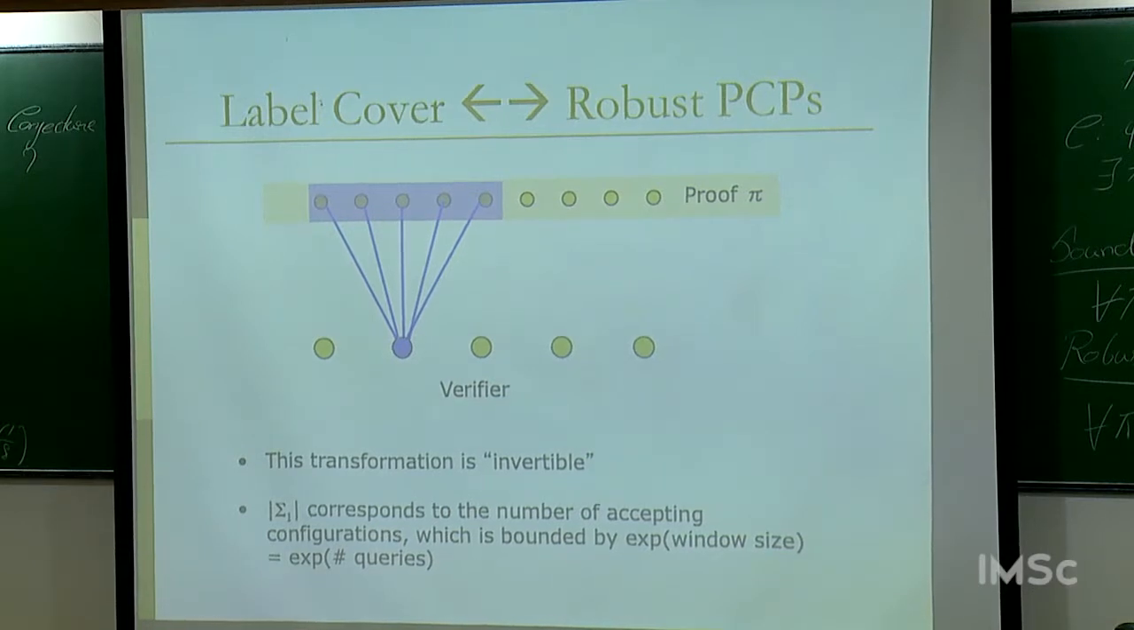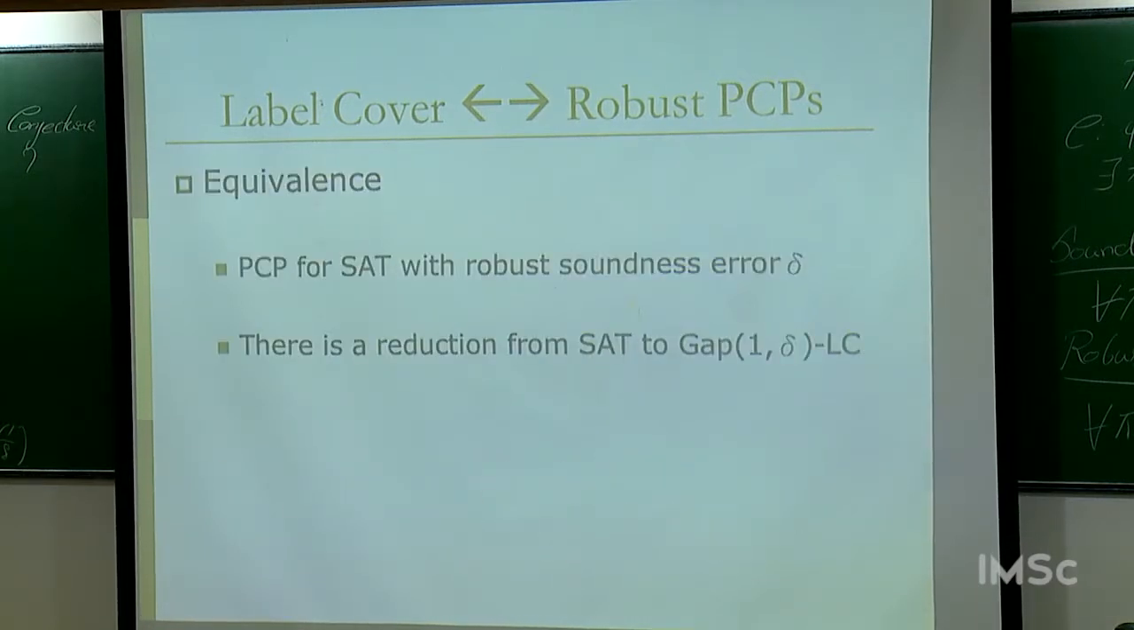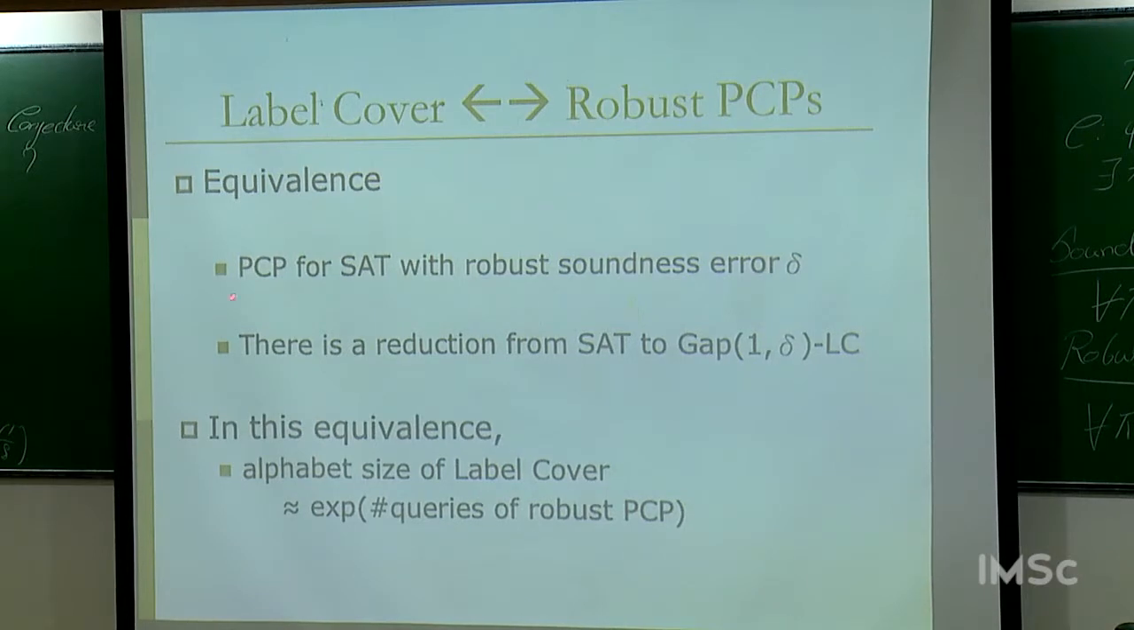You had a question? So these two are equivalent statements. That is, there is a PCP for SAT with robust soundness error delta, and there's a reduction from SAT to gap 1 delta label cover. These are exactly syntactically equivalent statements. And what happens here is the alphabet size of the label cover is roughly exponential in the number of queries. This is Rahul's question about the number of queries of the robust PCP, because it's going to be an element of SAT CR, which could be as large as this.